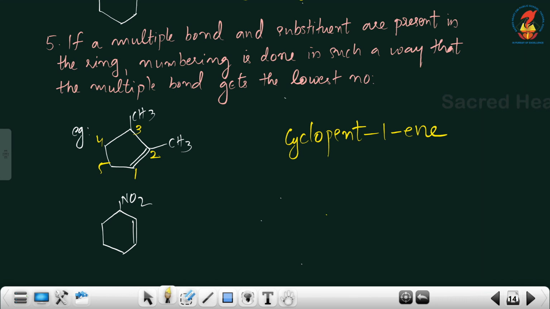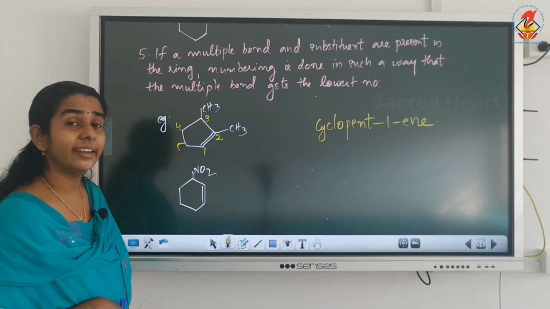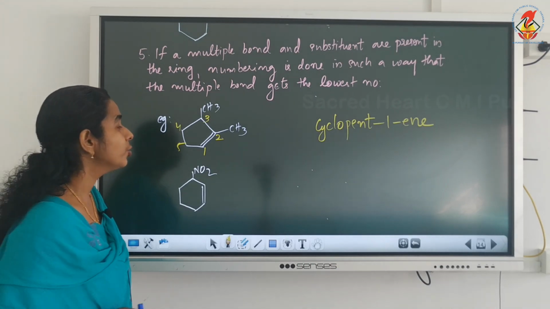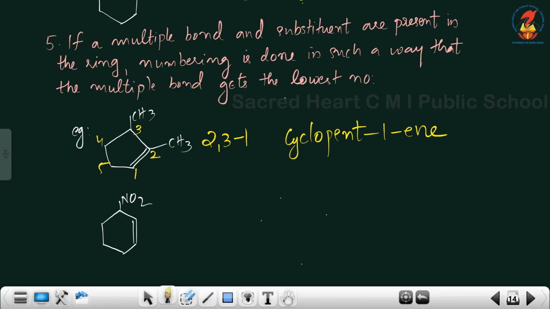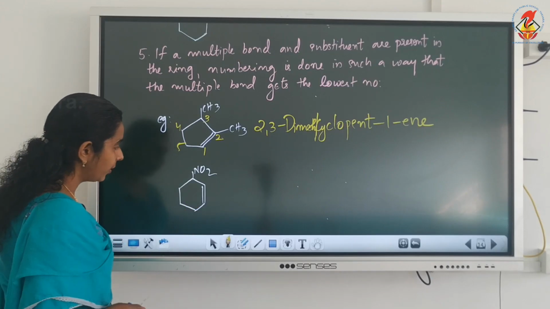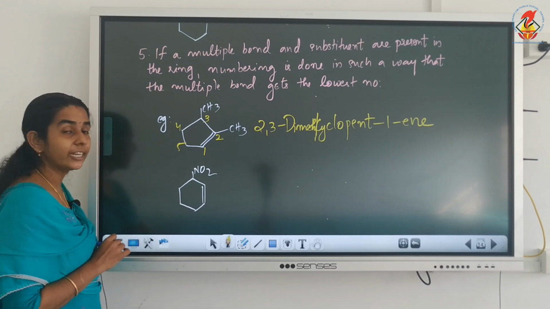On the second and third positions we have 2 methyl groups. So it is 2,3-dimethyl. So the compound name is 2,3-dimethylcyclopent-1-ene, or cyclopentene. Similarly, in the next one also we have a double bond and a nitro group present.